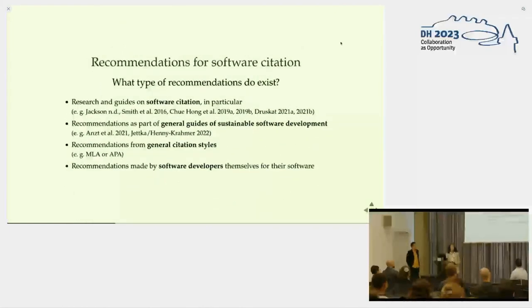And what type of recommendations already exist? The research guides on software citation in particular address how to cite software very directly, but there are also recommendations that are part of general guides of sustainable software development that see proper citation as a sustainability measure that we all should attain to. The authors also considered recommendations from general citation styles that we already use anyways for publishing, for citing and referencing books and papers and so on, like MLA or APA. The recommendations made by software developers themselves for their software are always very important. We should also consider that and try to look for that information when we're citing software.